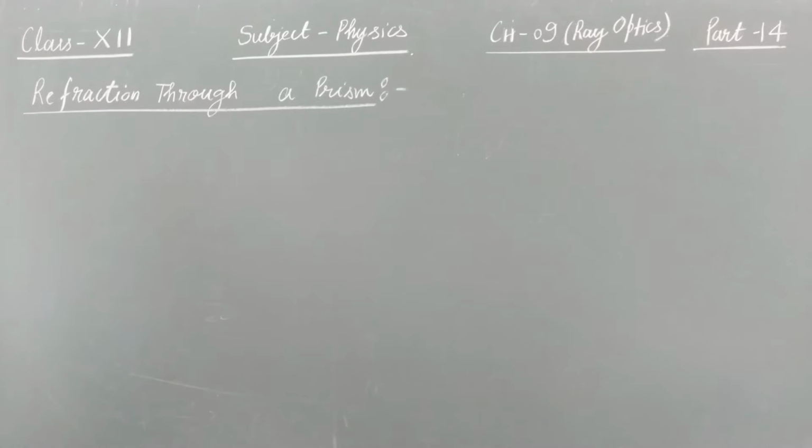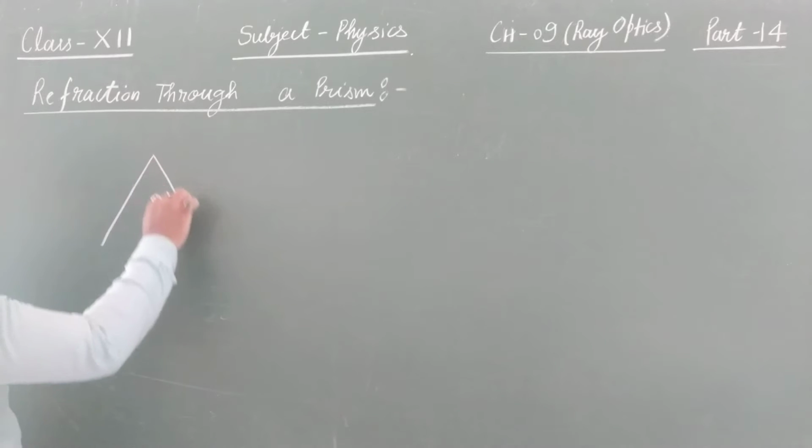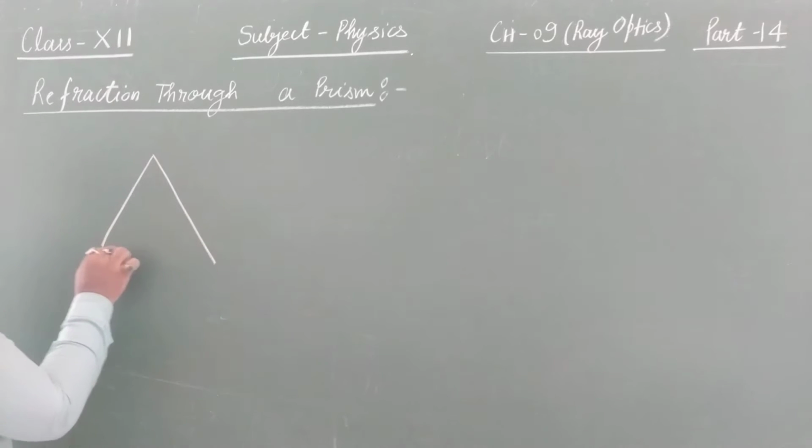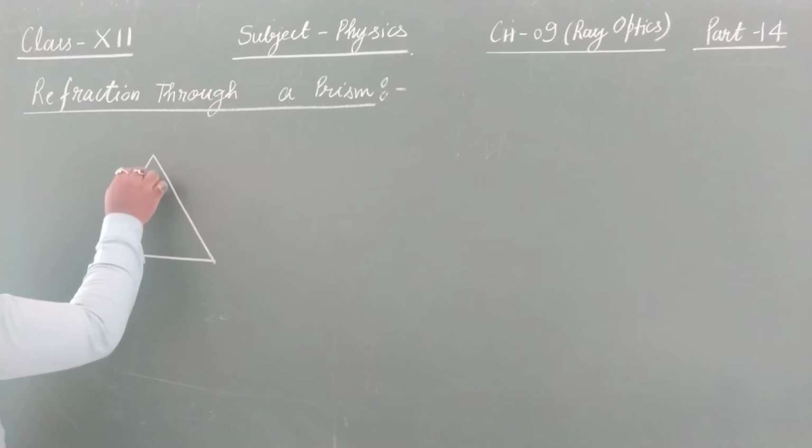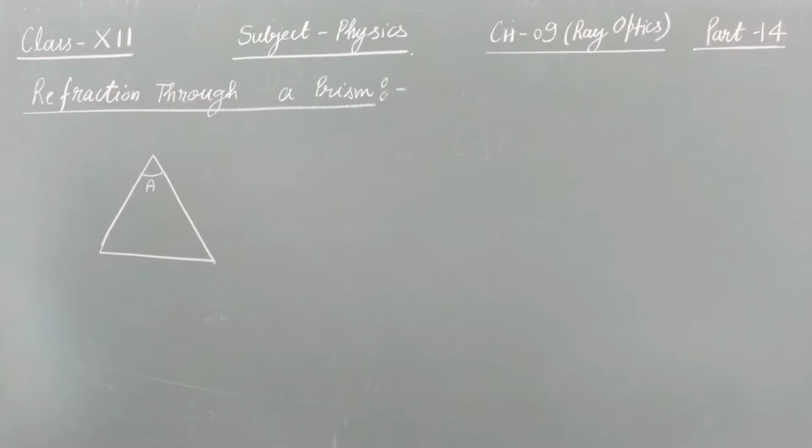So a prism is basically a homogeneous medium which is bounded by two plane refracting surfaces, and these plane refracting surfaces are inclined at some angle which is called the angle of prism. This is the cross section view of a prism.